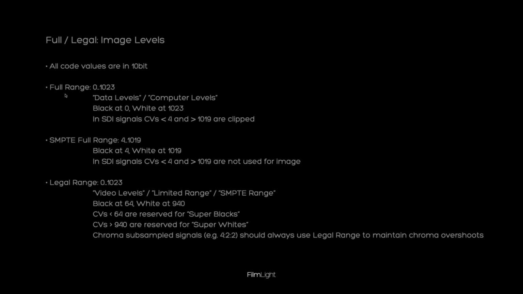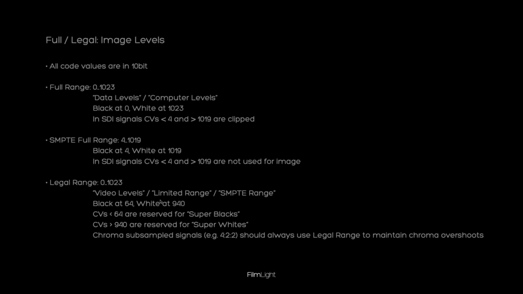Full range levels are also called data levels or computer levels, and they mean black is at 0, white is at 1023. Semi-full range is the version that is used on the SDI signal, where the code values below 4 and above 1019 are used for syncing and ancillary data.